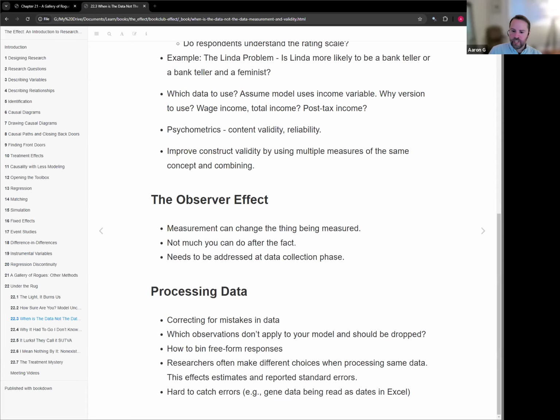Potentially based on certain responses, you could say, well, these observations don't apply to what I'm trying to do, and you drop them. But other researchers may choose to include those observations. So again, there's this bias issue that comes into play. And I believe the author himself did a study where they looked at how researchers handled the same data set, and they found that there was quite a diversity in how they handled data, how they processed them, and that did affect treatment effects and reported standard errors.